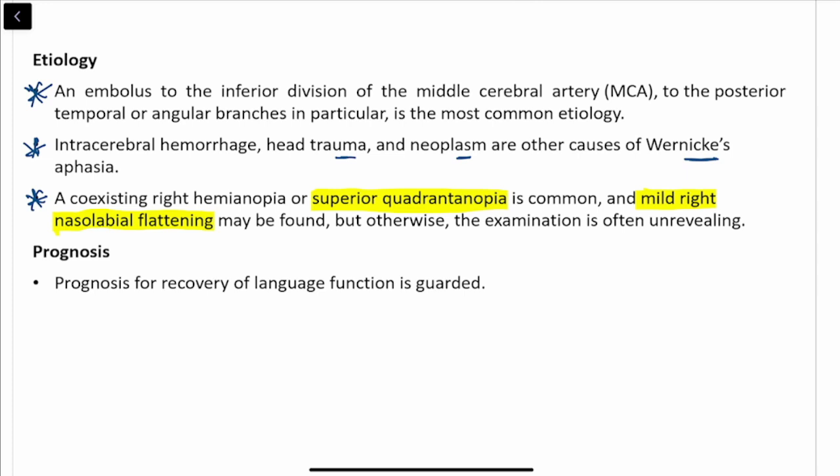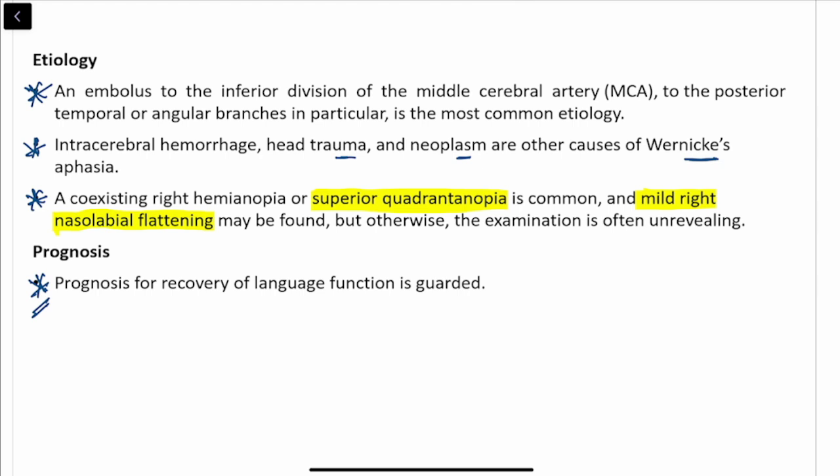Prognosis for recovery of language function is guarded. This is very important. Prognosis is not that good because recovery will not happen to any great extent once Wernicke's area is involved, because the area is very large. There are so many neurons, circuits and fibers involved, and once the fibers are damaged, the chances of recovery are very slim.